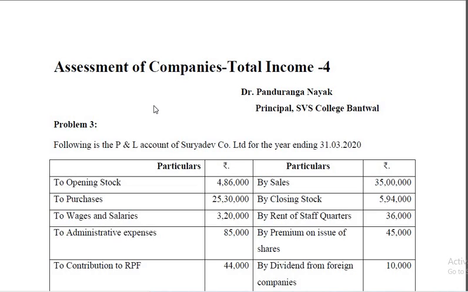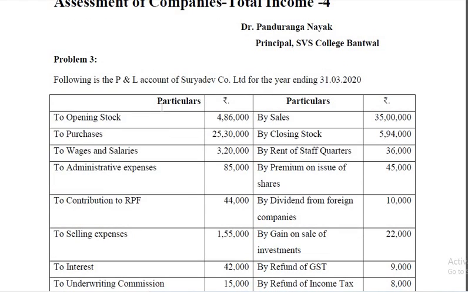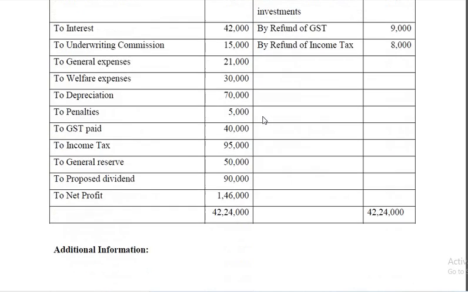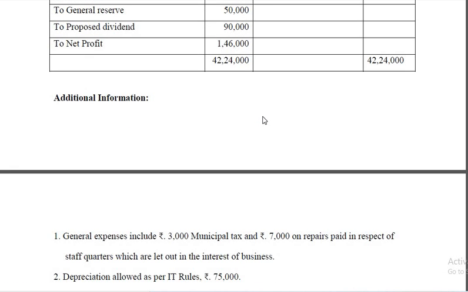Let us go ahead with one more problem in the computation of total income as a part of assessment of companies. Already we have solved two problems. This is the third problem. This is the profit and loss account of Suryadeva Company Limited for the year ending 31st March 2020, and along with the profit and loss account, some adjustments are given, additional information is provided.